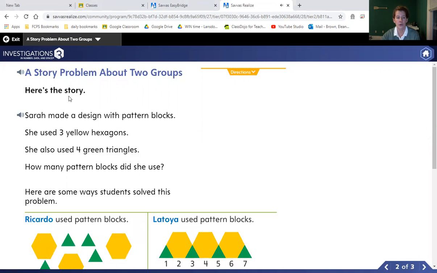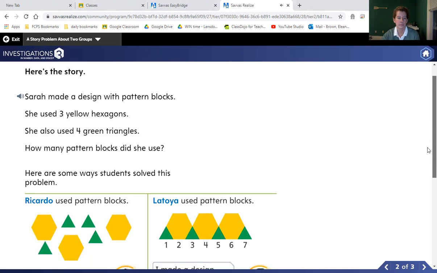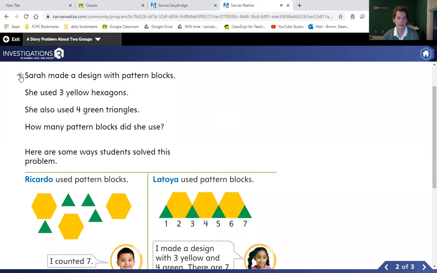Let's continue over here with the story. Here's the story. Sarah made a design with pattern blocks. She used 3 yellow hexagons. She also used 4 green triangles. How many pattern blocks did she use? Here are some ways students solved this problem.